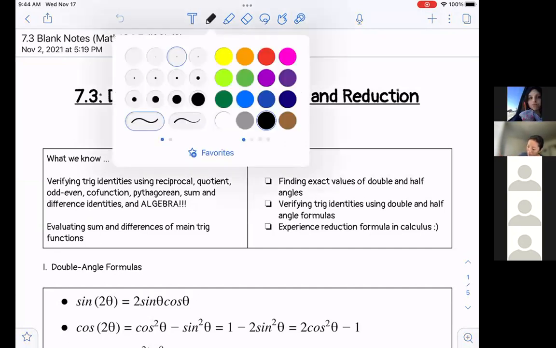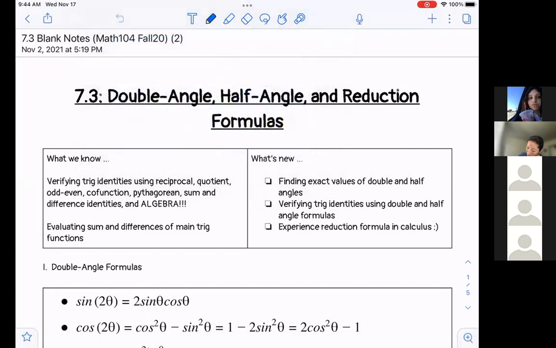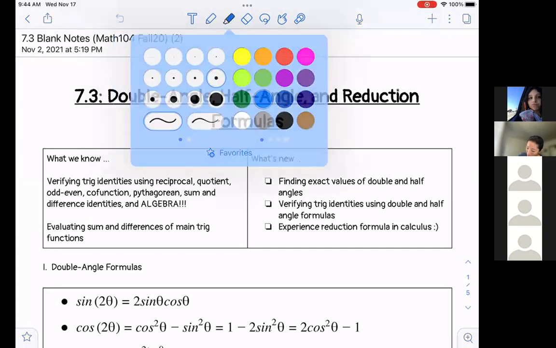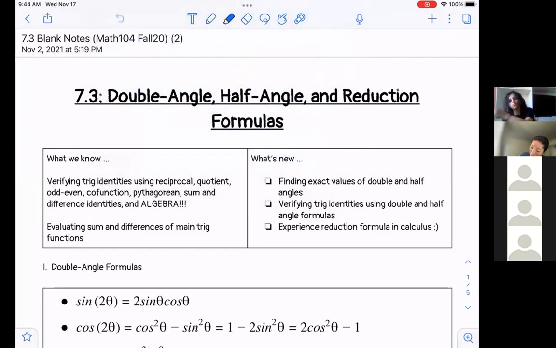Okay. And so let's start over here with this. Trouble picking my colors today. Today, we're going to talk about something called the double angle identities. All right. We're also going to talk about something called half angle identities. All right. So those will be the two main takeaways from today, double angles and half angles.